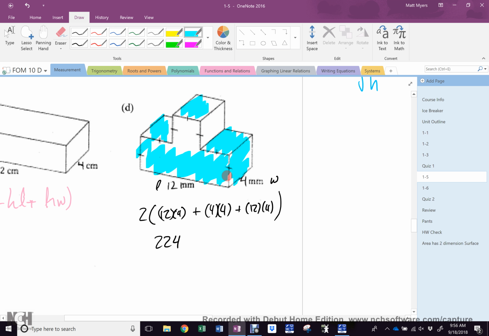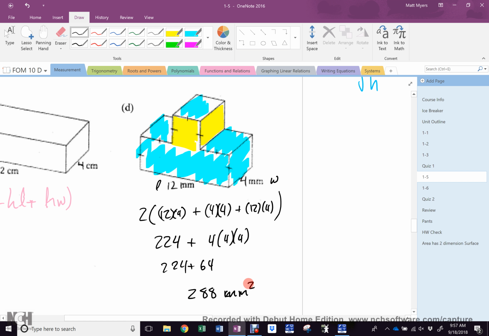Everybody cool? What is missing are these sides. What do I know about those 4 sides? They're all 4 by 4, yes? And there's how many of them? 4, because there's one at the back and one on the left. So now I have to add 4 squares that are all 4 by 4, right? So that's 224 plus 64, which is 288 millimeters squared.